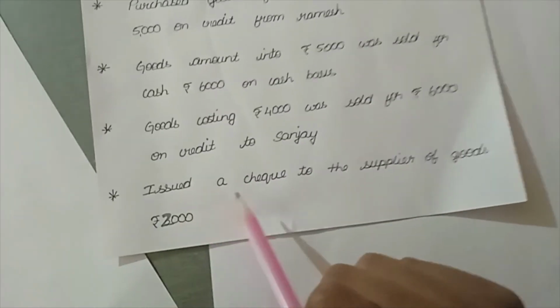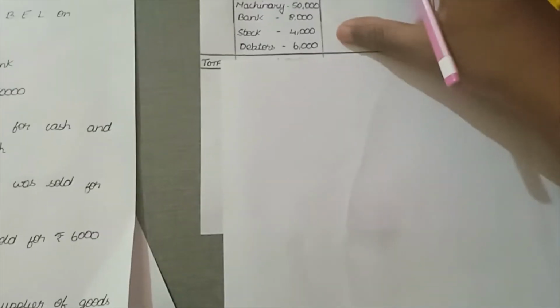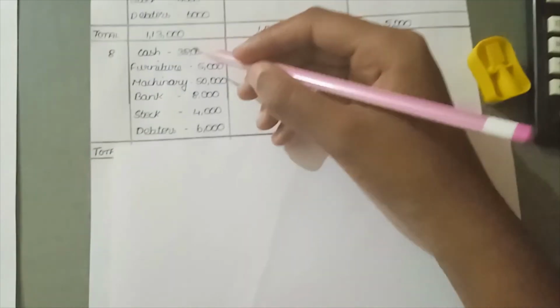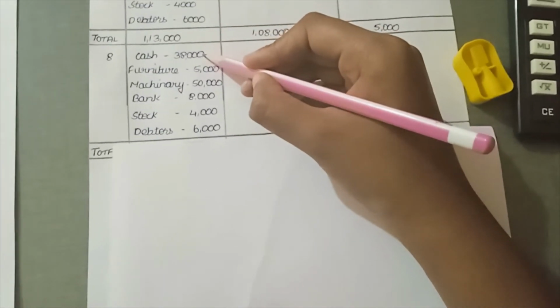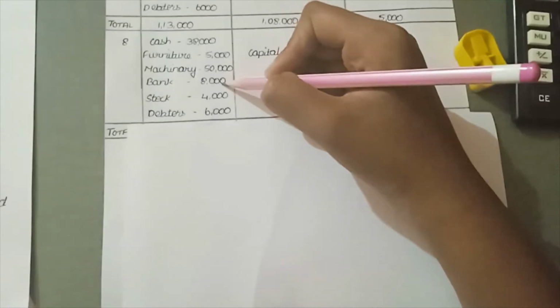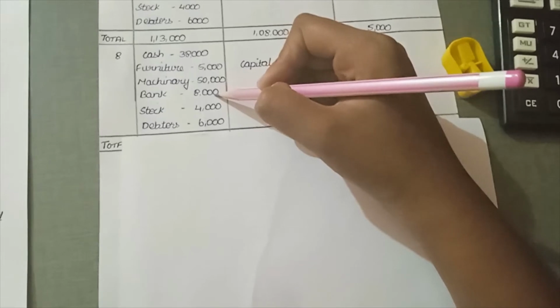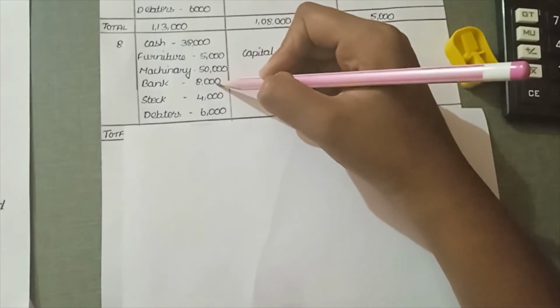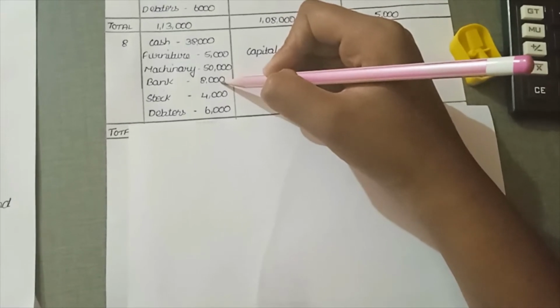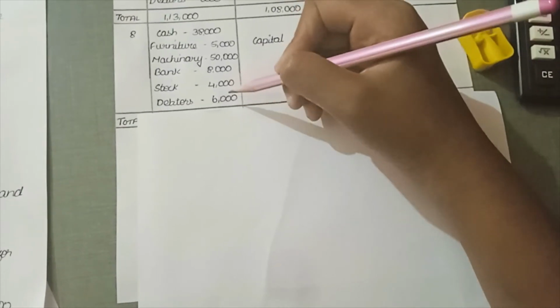Then capital is issued to the supplier of goods, that is 2,000 rupees. So we are issuing 2,000 rupees from the bank account. The asset accounts would be: cash account is 38,000, furniture is 5,000, machinery is 50,000, bank account becomes 8,000, because we are issuing a check from the bank account to the supplier. 2,000 rupees we are issuing, so it becomes 8,000. Stock would be 4,000, debtor is 6,000, then capital is 1,08,000.